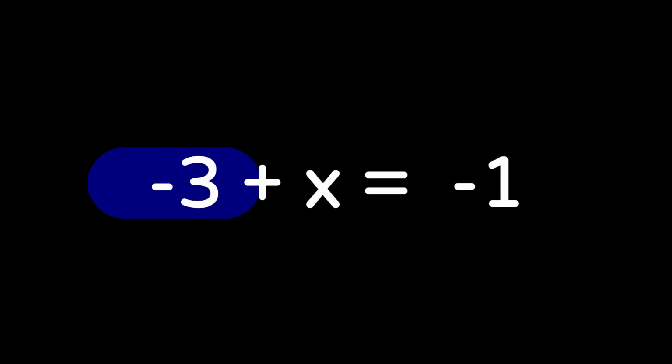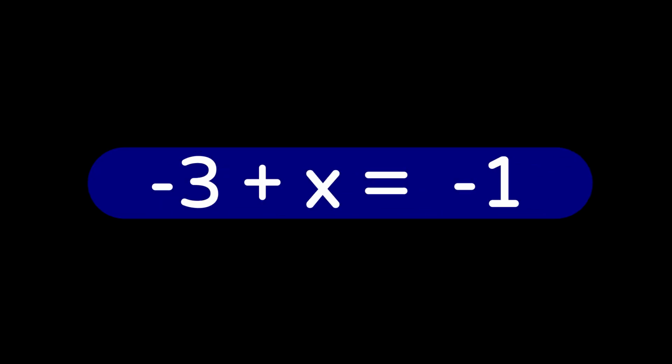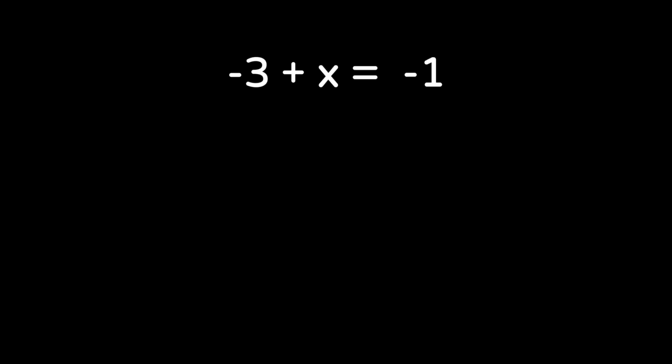Can you solve this equation? We have negative 3 plus x equals negative 1. This means there is a certain value that, when added to negative 3, results in negative 1. Let's find out what that value is.